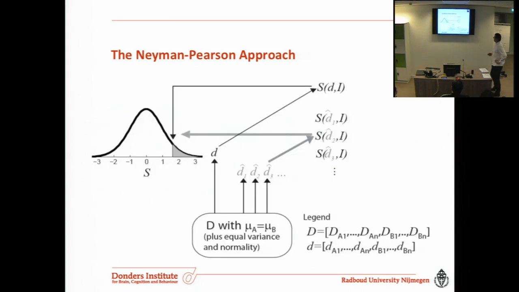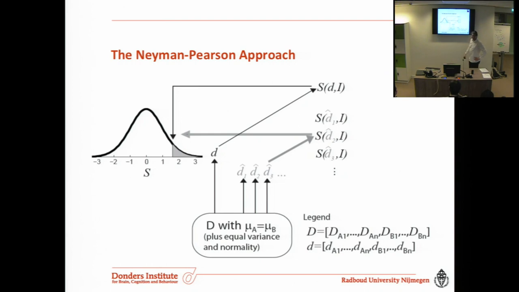So how does the Neyman-Pearson approach work in practice? I must introduce some variables here. I'll start here with the right. I denote my data by D, capital D, and I also have a small d. I will start with the small d. The small d are actual numbers. Small d's are numbers and big D's are random variables. I will come to the difference between them in a minute. So my numbers here, I denote them small d, and I organize them in a single vector.